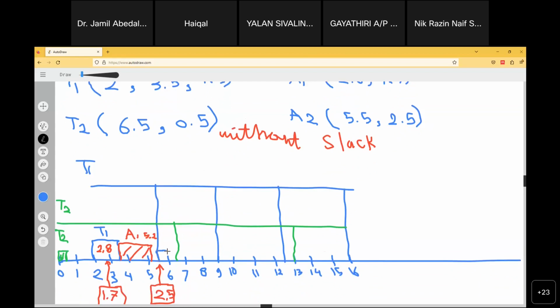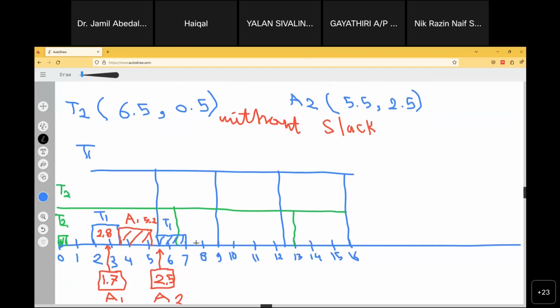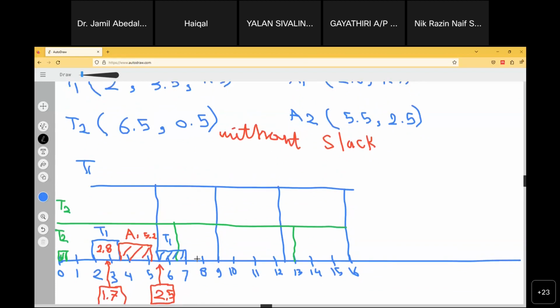This is half unit and this is 1 unit. Task 1. So now we can execute A2 from 7. Can we execute A2? Answer. Can, yeah? Yeah.